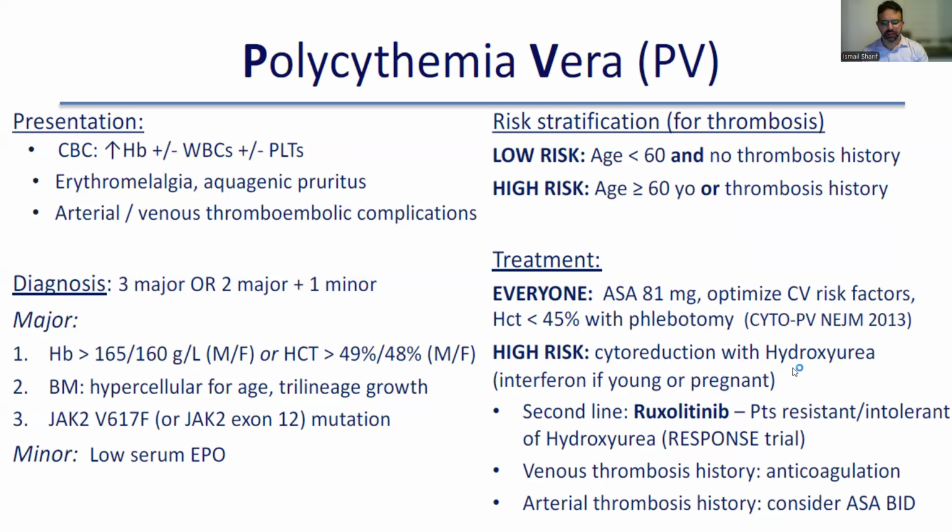First option, hydroxyurea. Remember, for pregnant ladies, interferon would be safer. Now, if patients do not tolerate the first-line therapy upon increasing the dose, then we proceed with ruxolitinib, the JAK2 inhibitor.